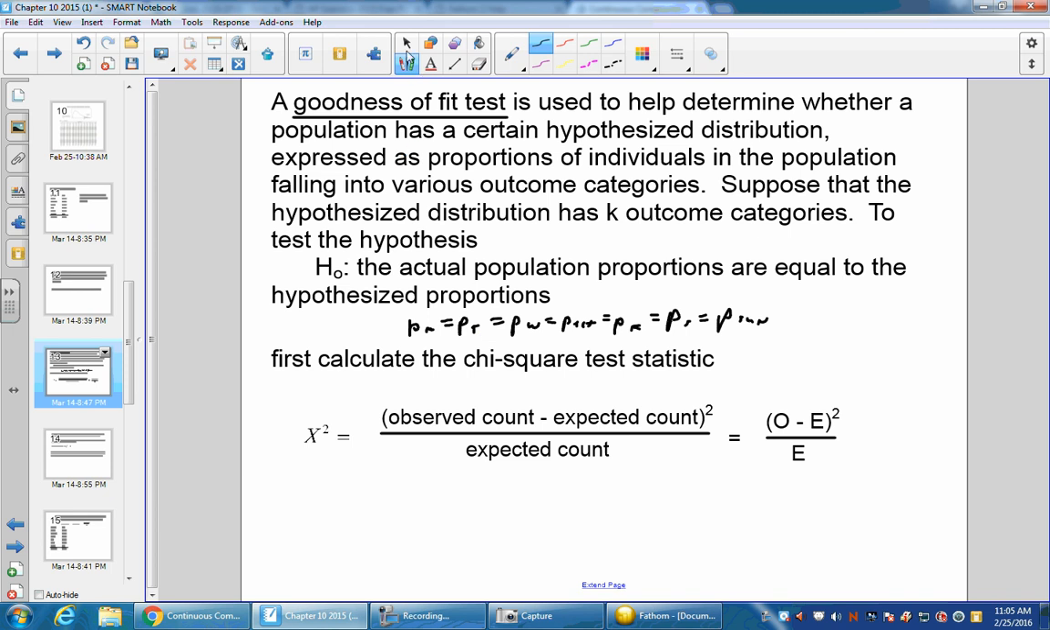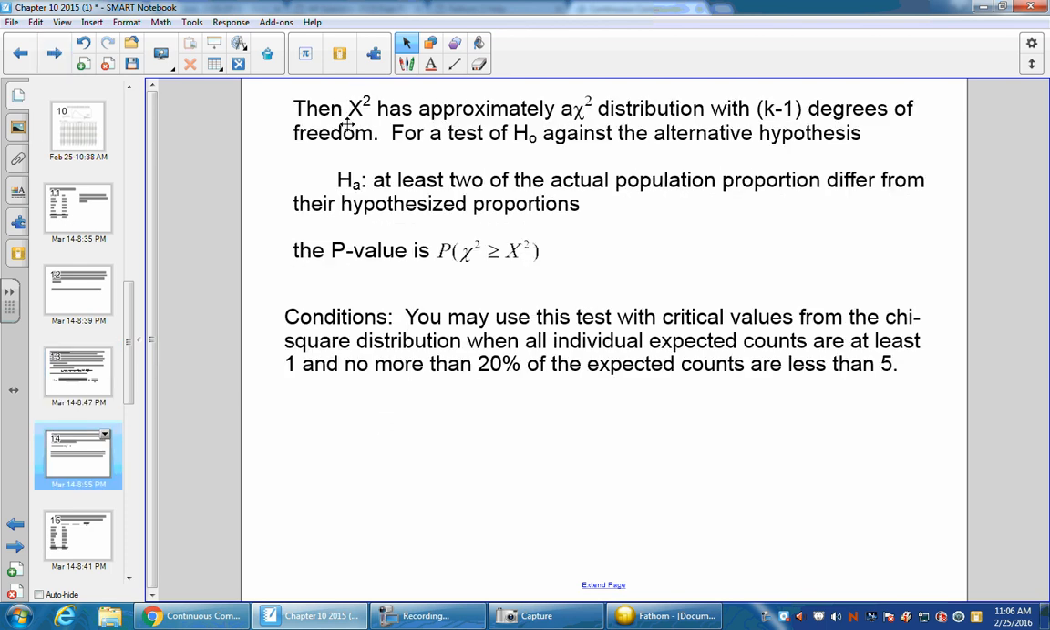Now what we want to find is an x squared, which estimates our chi-squared. To find our x squared, we take each observed count minus what we would expect to be in that situation, square it, all divided by our expected count. Now that x squared, like I said, has approximately a chi-square distribution. That's like an x, just has some curlies on it, with k minus 1 degrees of freedom.